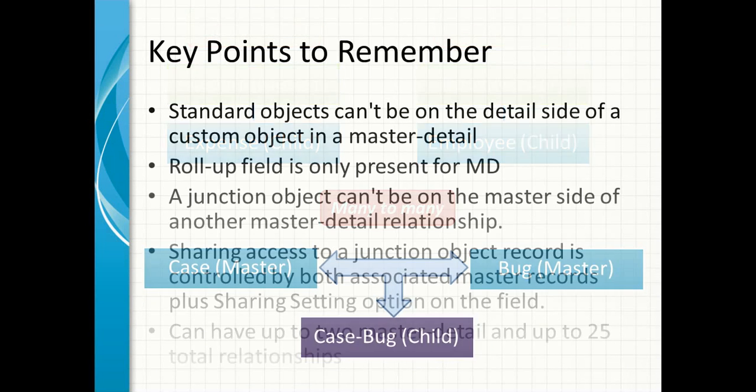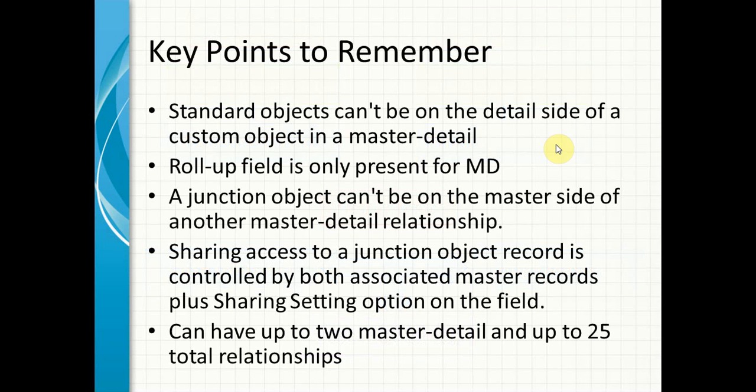Some key points to keep in mind: a standard object cannot be on the detail side of a custom object in a master detail relationship. A junction object, in our case it is case bug, cannot be on the master side of any other master detail relationship. And we can create up to 2 master detail relationships in an object, and we can have a total of 25 relationships, that is lookup relationships, in an object.